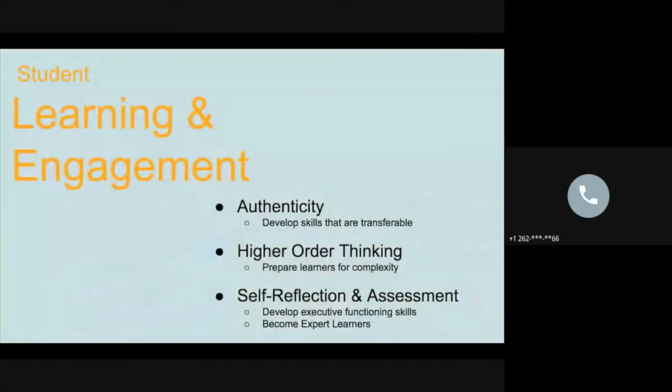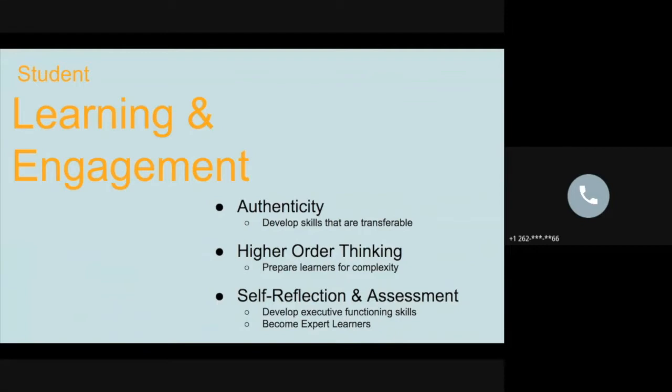Next slide. When we talk about student learning and engagement, we're going to talk about using strategies that really help develop authenticity. So how do we help kids develop those skills where they can apply knowledge and get to that higher order thinking and deal with complexity? And then how do we use self-reflection and assessment strategies not only to help kids become expert learners, but these are also ways to improve engagement in any learning environment, and specifically online.